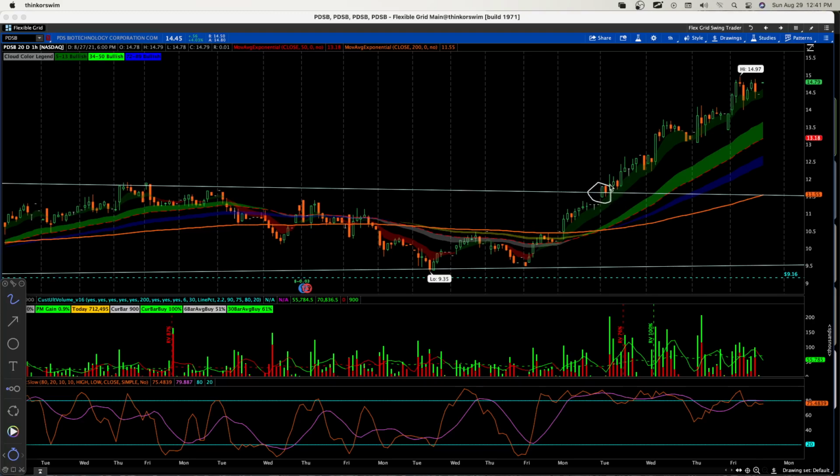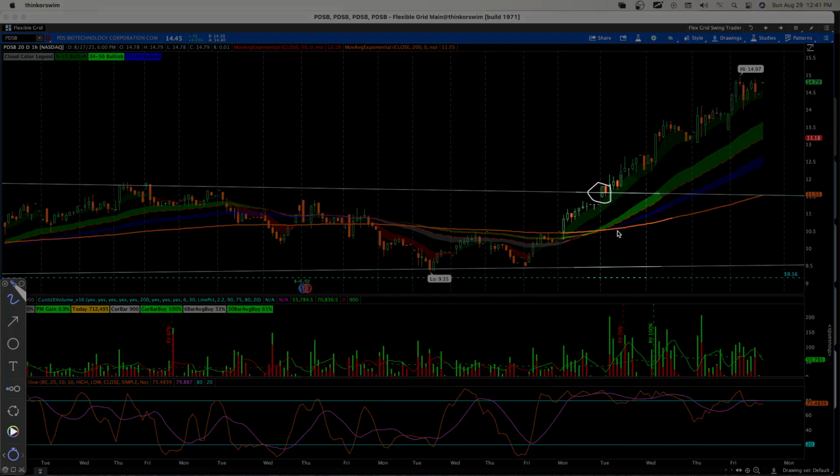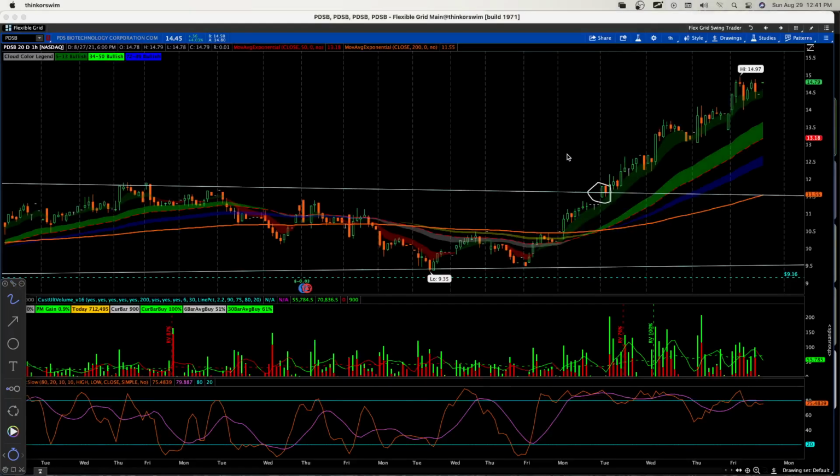So what do we want to look at on the break right there? Well, let's look at a couple of different things. First of all, let's look at the volume. Y'all all know I'm huge on volume. Okay, so let's look at volume.